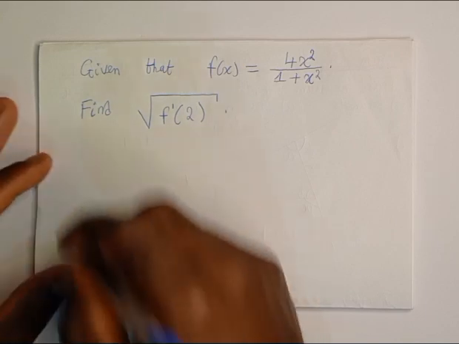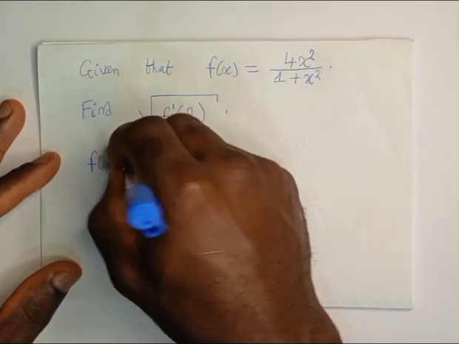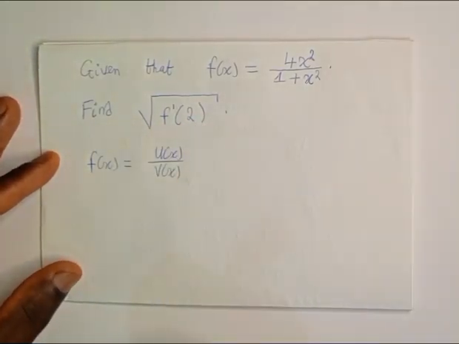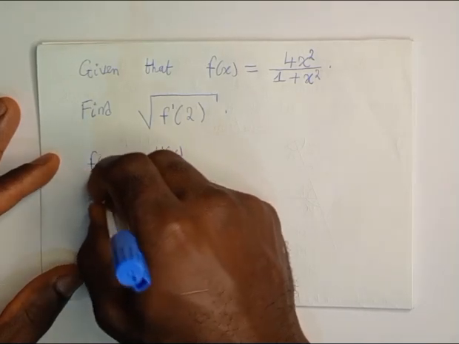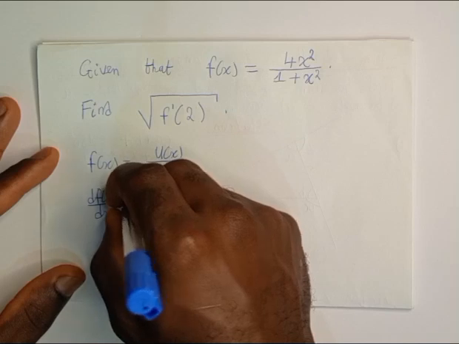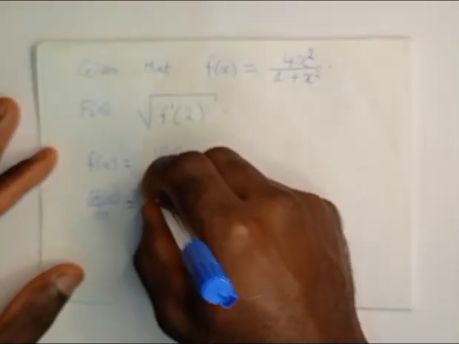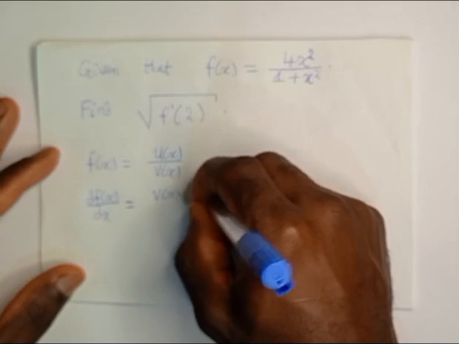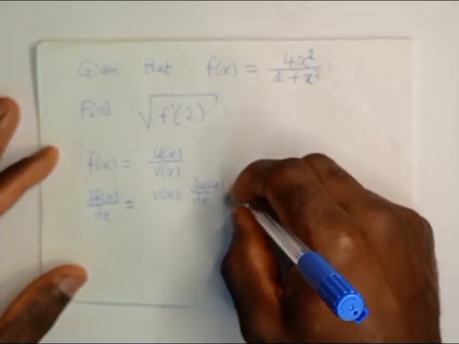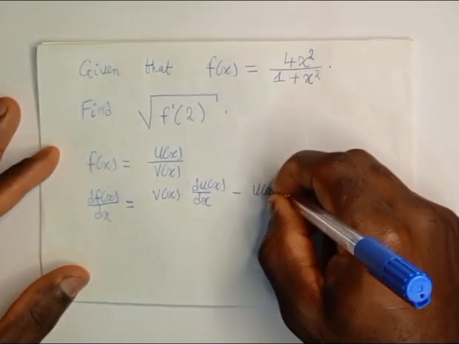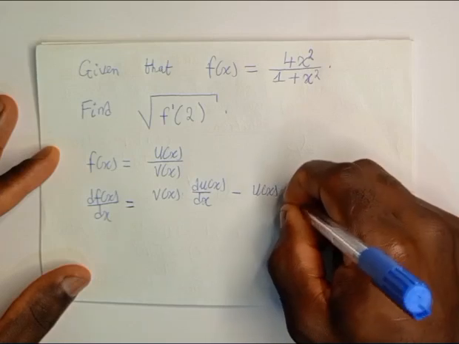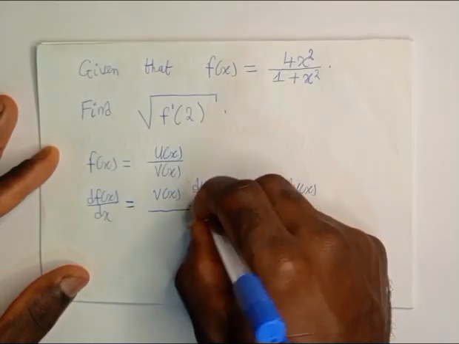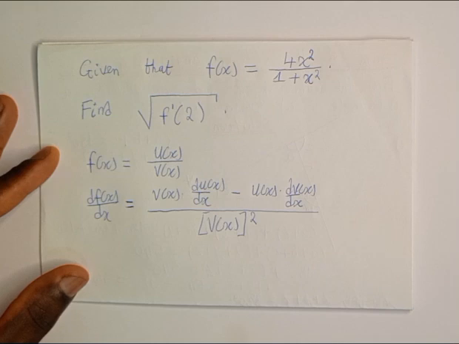And the quotient rule states that if we have our function f of x equal to u of x all over v of x, a quotient of two functions, then df of x all over dx will simply be equal to, we take v of x times the derivative of u of x with respect to x, minus the product of the function u of x and the derivative of the function v of x with respect to x, and we divide all this by the function v of x all squared. This is the quotient rule.